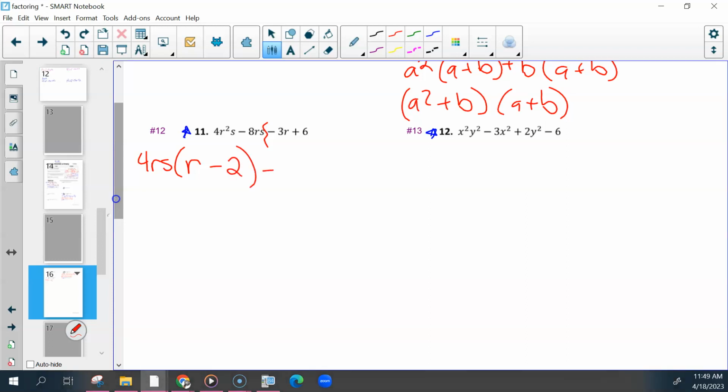What do the second two have in common? 3. Divide negative 3 out of both. What's left? Would it still be plus if we're dividing by a negative? Minus 2. And then our two factors would be what?